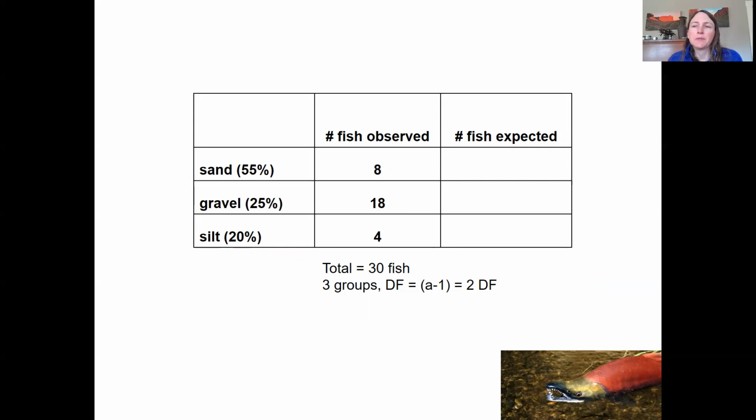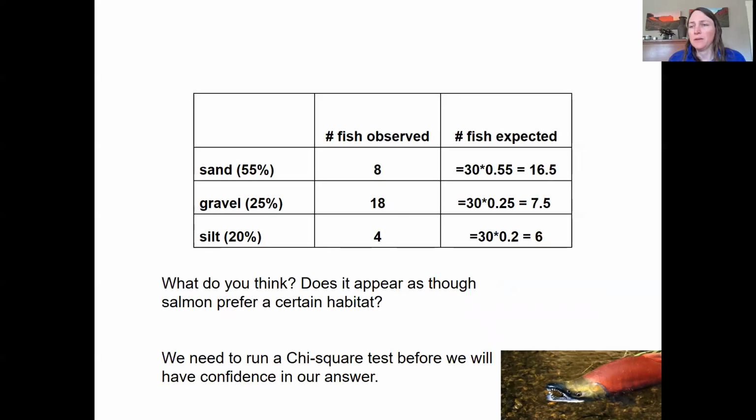Then we would calculate how many fish we'd expect. For 30 fish, if we were to expect no preference, we would expect 55% of the 30 to be in the sand, 25% of 30 to be in the gravel, and 20% of 30 to be in the silt. So we would calculate those expected values, and then compare our observed values to our expected values. We use a specific equation to calculate the chi-square value.